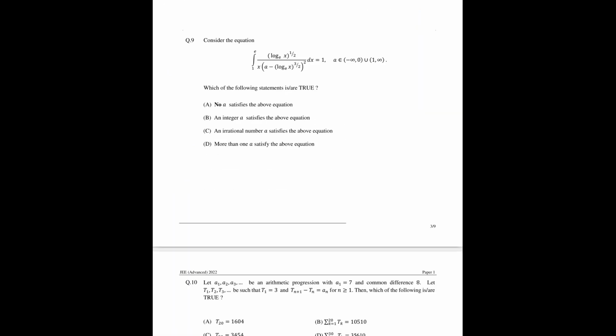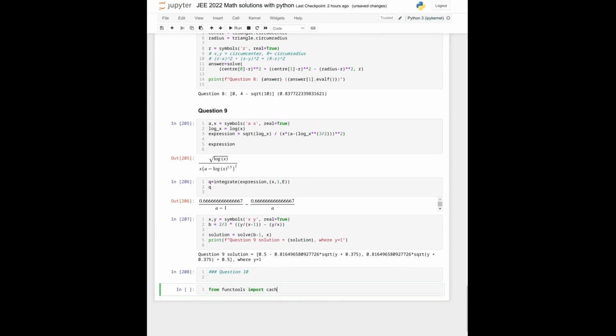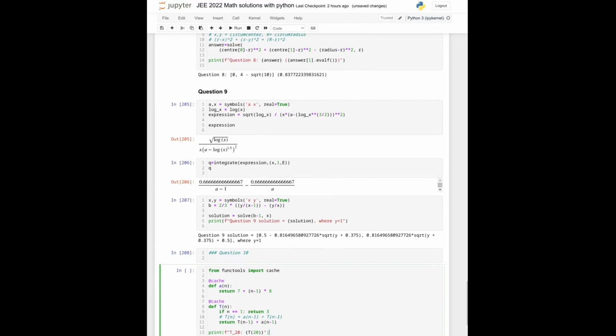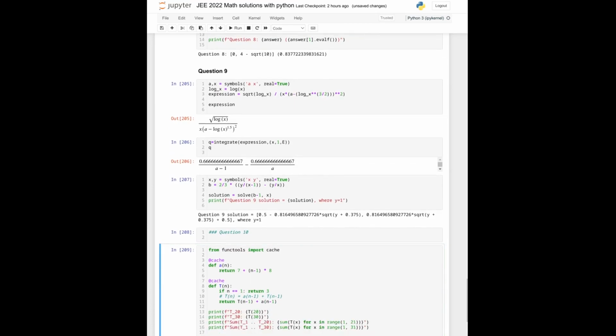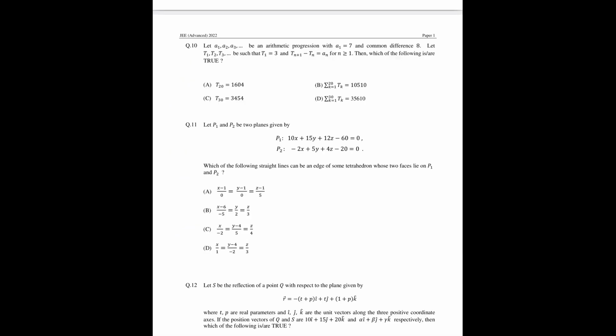Question 10. This is another arithmetic progression question, so let us just write it as a Python function. And we have evaluated all 4 options and only B and C are correct.